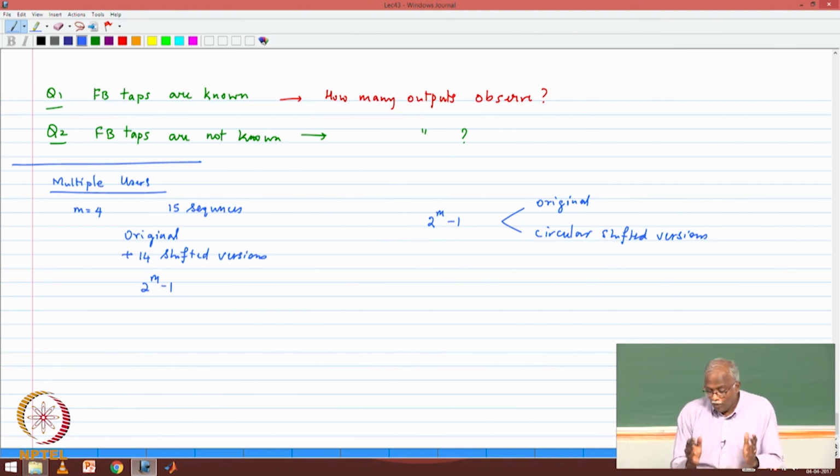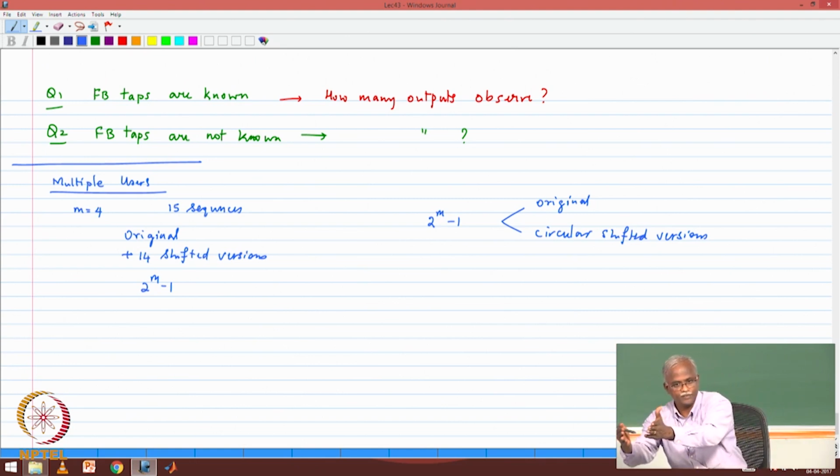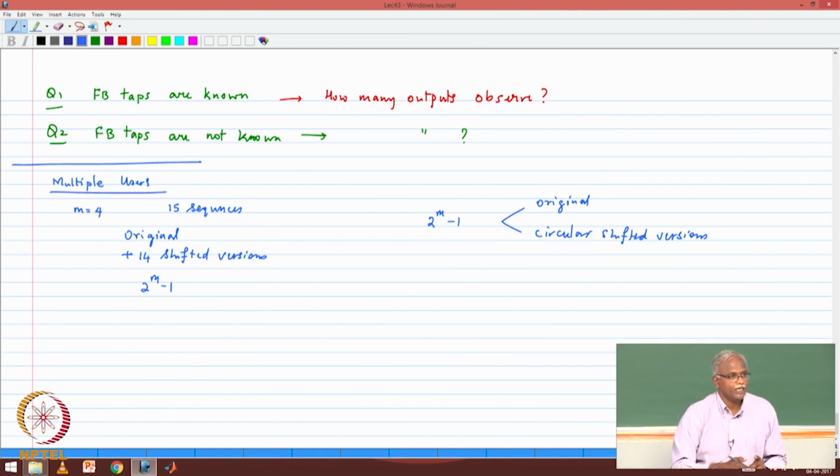Now, if I want to have each user have a sequence, I have to give you one sequence, the next person I give one right shifted version of that, and the next person another right shifted version of that.